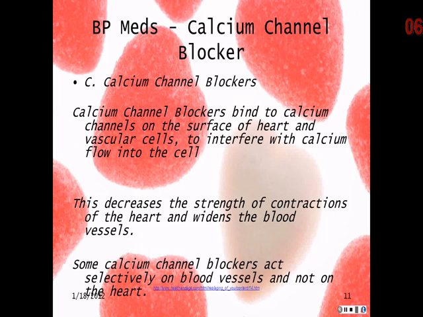Calcium channel blockers interfere with the flow of calcium needed for muscle contraction. These can decrease the contraction of the heart or blood vessels, or both. This results in a decrease in blood pressure.